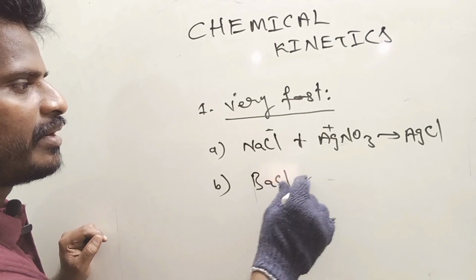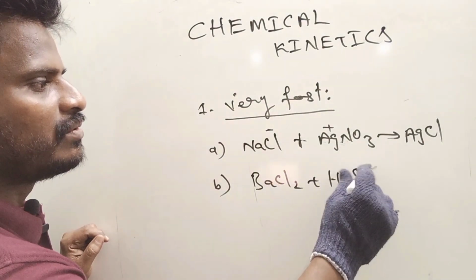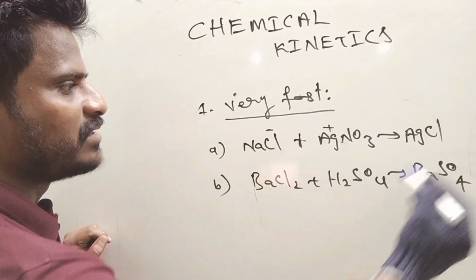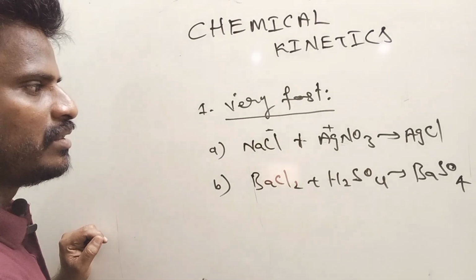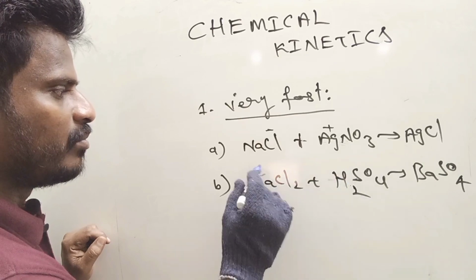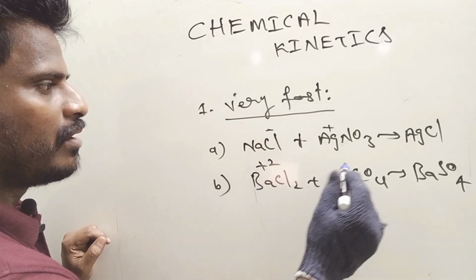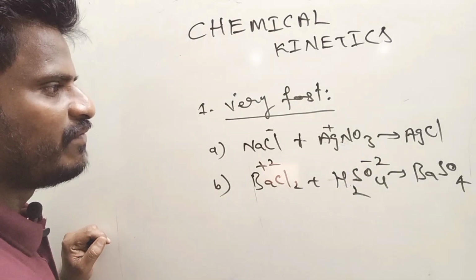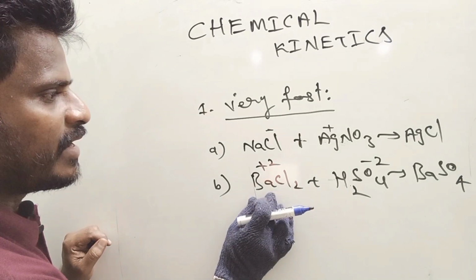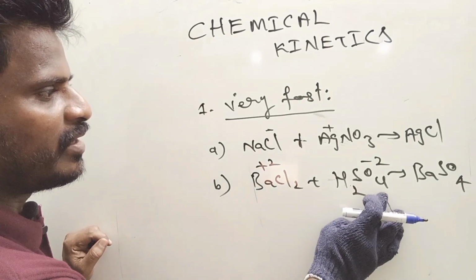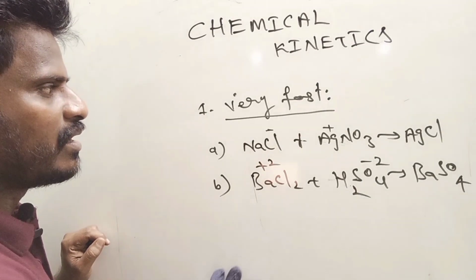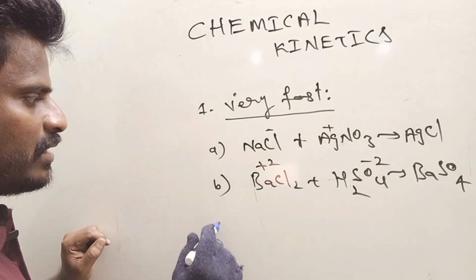And when barium chloride reacts with H2SO4, barium sulfate is obtained. In this compound, the barium plus 2 ion is added to the sulfate ion. The cation is bonded by the sulfate ion from H2SO4. These are ionic reactions.